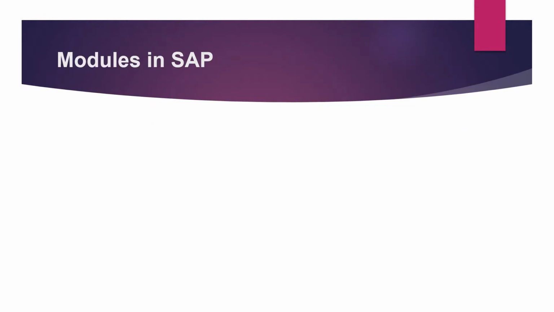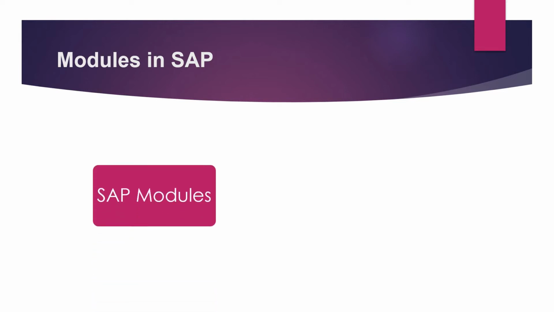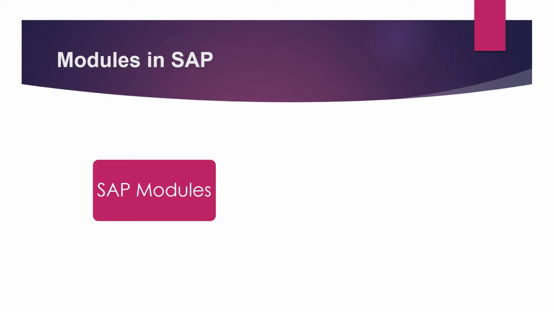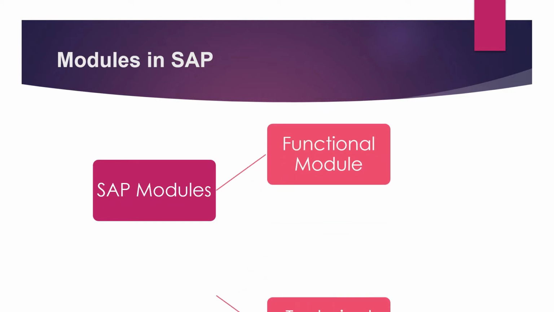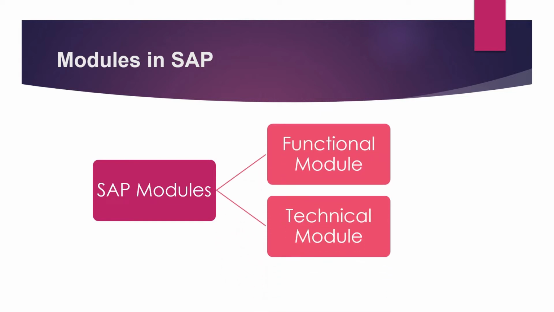So what are the different modules in SAP? Before we proceed, I want to inform you that this lecture will be in a combination of English and Hindi so that people will understand a bit better. So let's start with it. What are the different modules in SAP? There are basically two modules: one is the functional module and the second is the technical module.